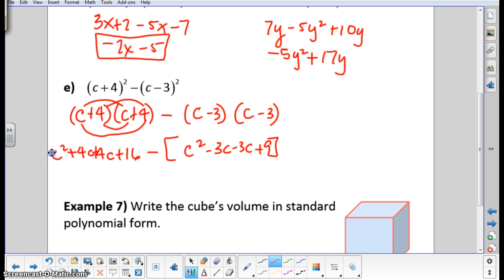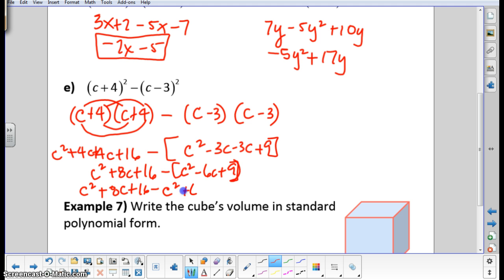Okay, so I hope that clears up the confusion that I caused. So we have 4c plus 4c. So this ends up being c squared plus 8c plus 16 minus c squared minus 6c plus 9. And we're going to distribute that minus sign. C squared plus 8c plus 16 minus c squared plus 6c minus 9. So I distributed that minus to all three of these terms.